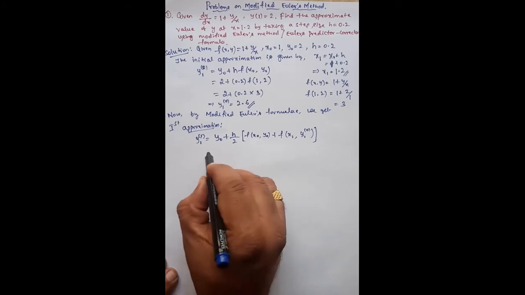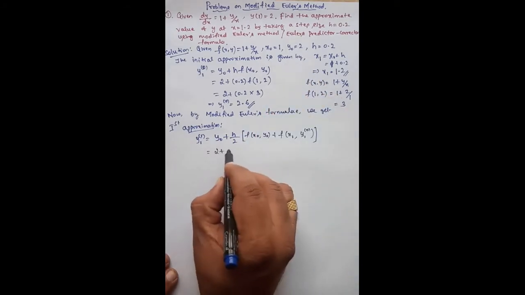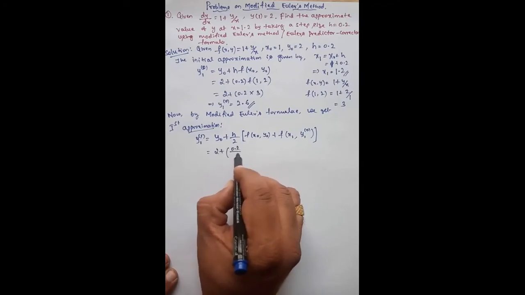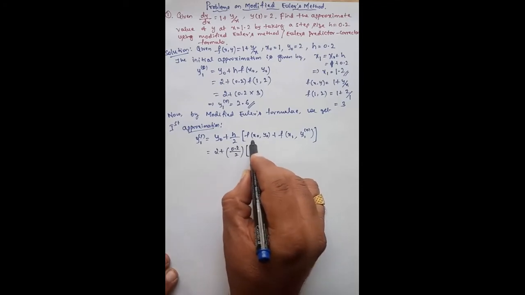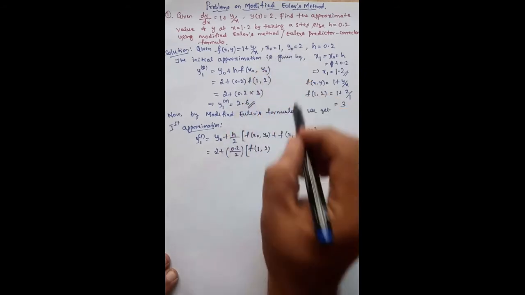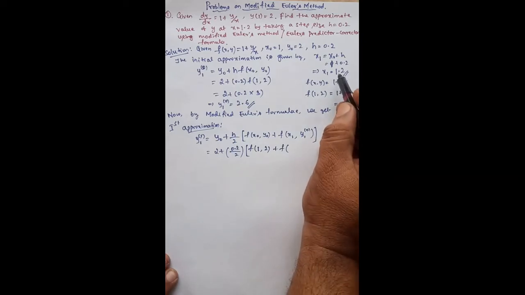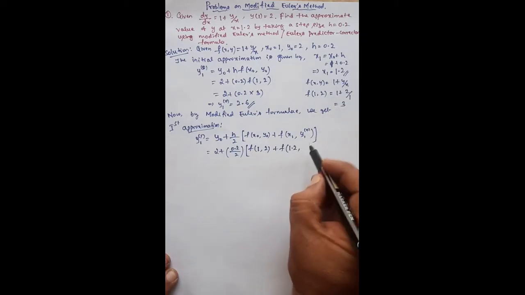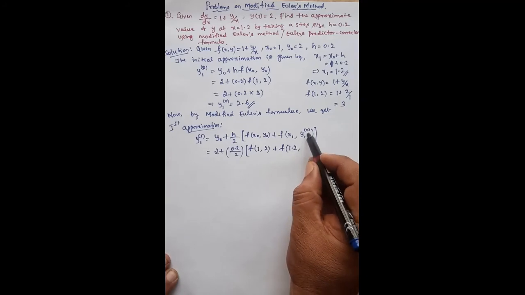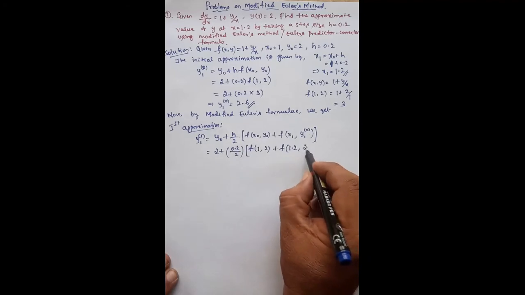Let us substitute. y naught is 2, plus h is 0.2 by 2 into f of x naught is 1, y naught is 2, plus f of x1, what is x1? 1.2 comma y1 power 0. y1 power 0 is the initial approximation that we have already calculated. It is 2.6.